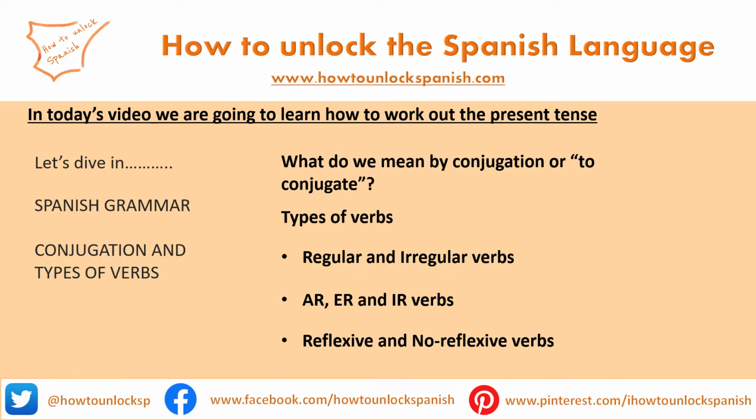So let's dive in. In today's video, we are going to learn how to conjugate the present tense for regular verbs. So first, we are going to learn what conjugation means, or what to conjugate means. Then we are going to learn what the main types of verbs involved in conjugation are. That means regular or irregular verbs, -ar, -er and -ir verbs, and reflexive verbs or non-reflexive verbs. And then we are going to work out the present tense for regular verbs with 4 different examples.